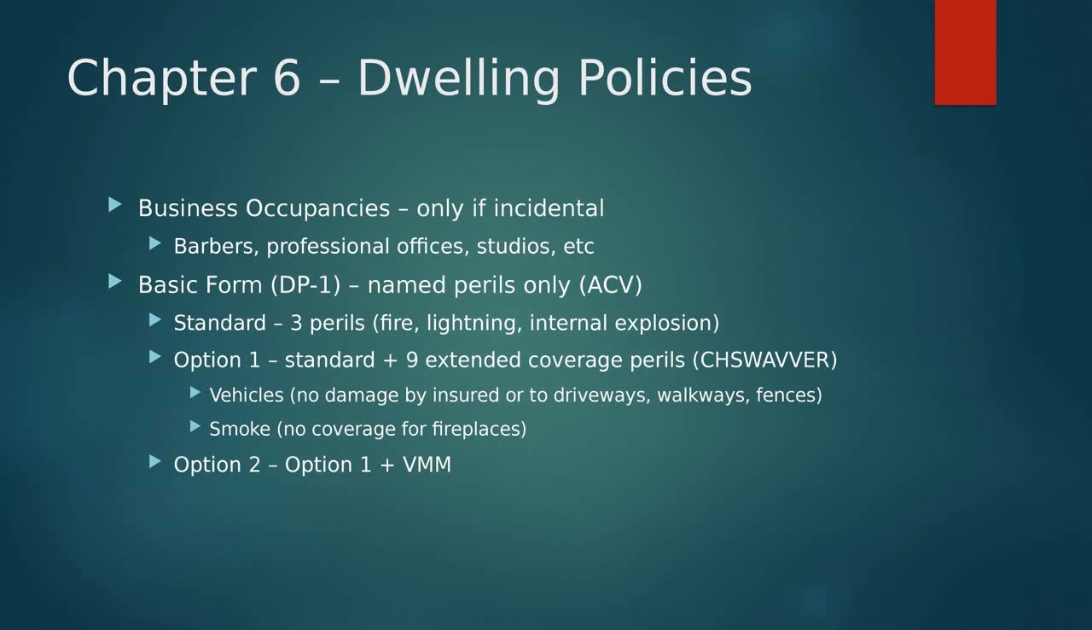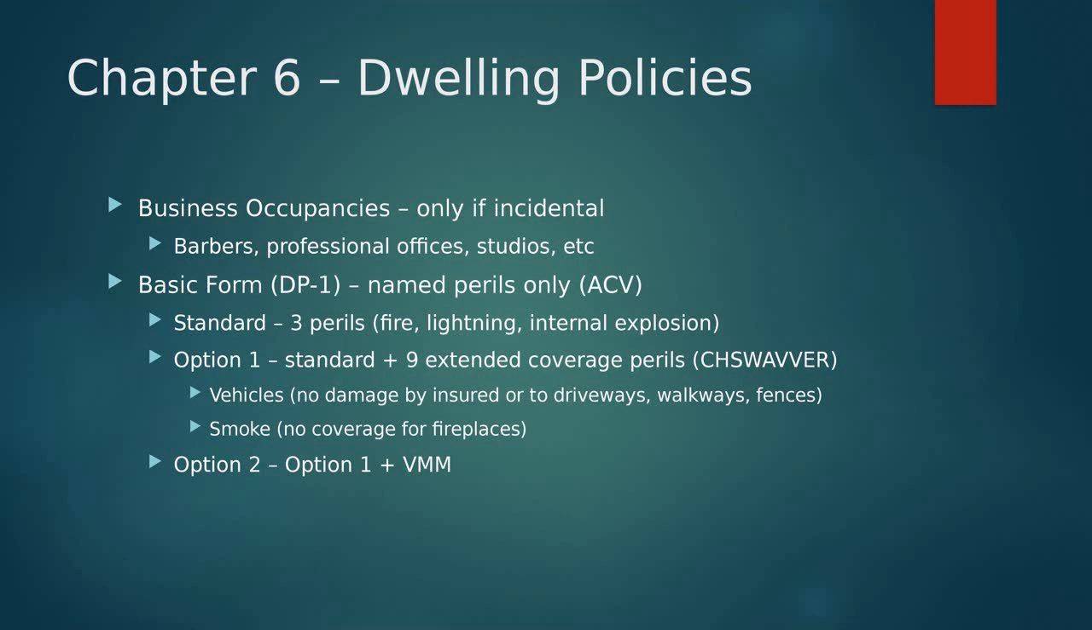All these things would be considered incidental type businesses. Now let's talk about the different types of forms. We're going to talk about the standard basic form first, which is the original coverage that you would get. The least expensive option you have for any property policy is going to be a basic DP1 standard form.